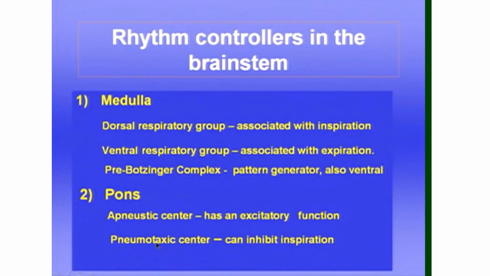And there's also a thing called the pneumotaxic center higher in the pons, and it's thought that this can inhibit inspiration under some conditions, and possibly the pneumotaxic center is associated with the fine control of the frequency of breathing. But I should emphasize that I think most people who work in this area still don't fully understand the rhythm control in the human, because most of this work has been done on animals.